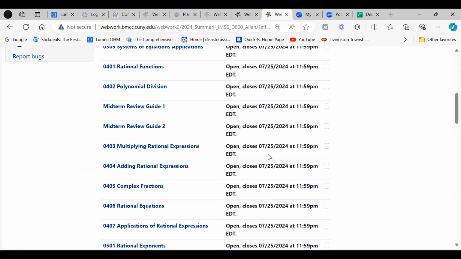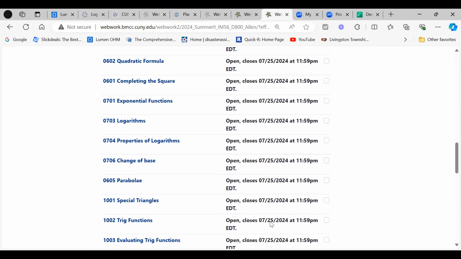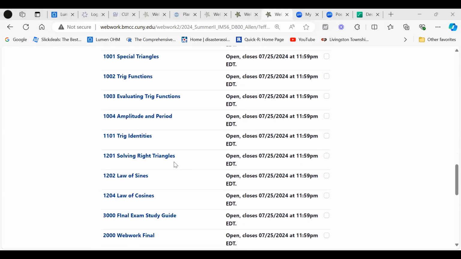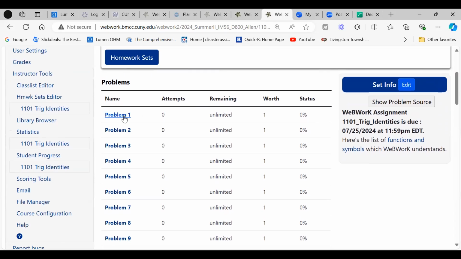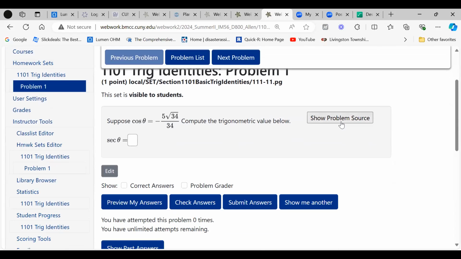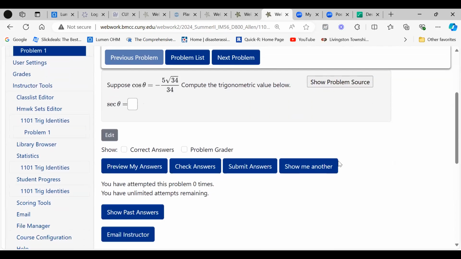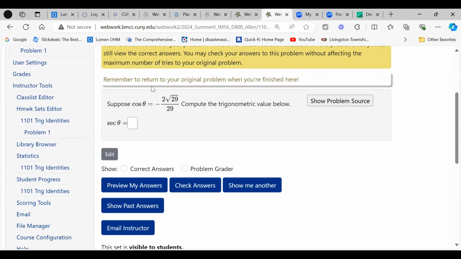So let's go to the exercise from the web work. Let's do some practice using some of the properties we talked about. So let's look at trig identities, right? 1101, that's trig identities. Let's start looking at question number 1. Okay, and suppose cosine theta equal to this, then compute the trigonometric values below. Okay, now remember, I'm looking at a new one. Here we go. So let's look at this one.